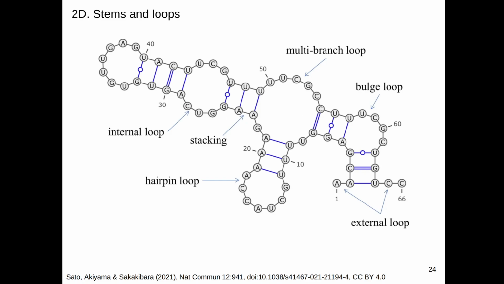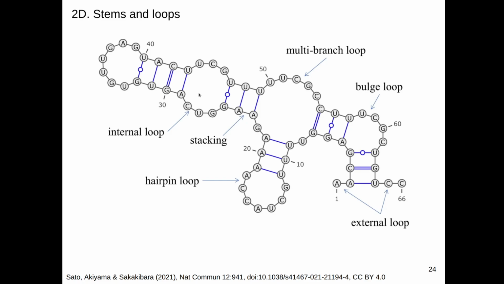Now, apart from stems, we have loops. Loops are stretches of unpaired residues confined by 1 or more stems. So this loop, it's a single strand of unpaired residues confined by a single stem, and these loops are called hairpin loops. So this is a hairpin loop, this is a hairpin loop. Often a hairpin loop with its neighboring stem together are called a stem loop. So this is a stem loop, this is another stem loop.